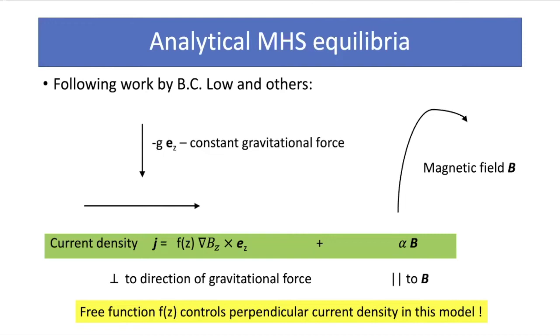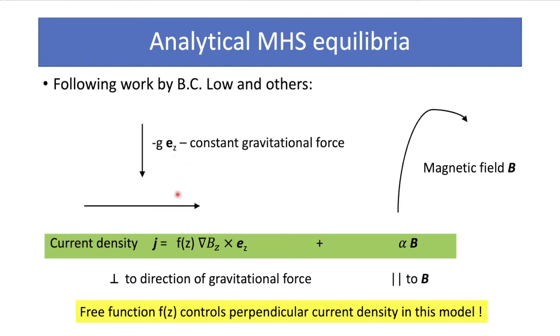So the Z coordinate here will be upwards from the solar surface. Gravitational force will be assumed to be constant, and downwards with a constant gravitational acceleration, small g. And then we assume we have magnetic field B, which is on the right-hand side here. So that's the gravitational acceleration. And then we make an assumption about the current density. And that's how we get our analytical solutions.